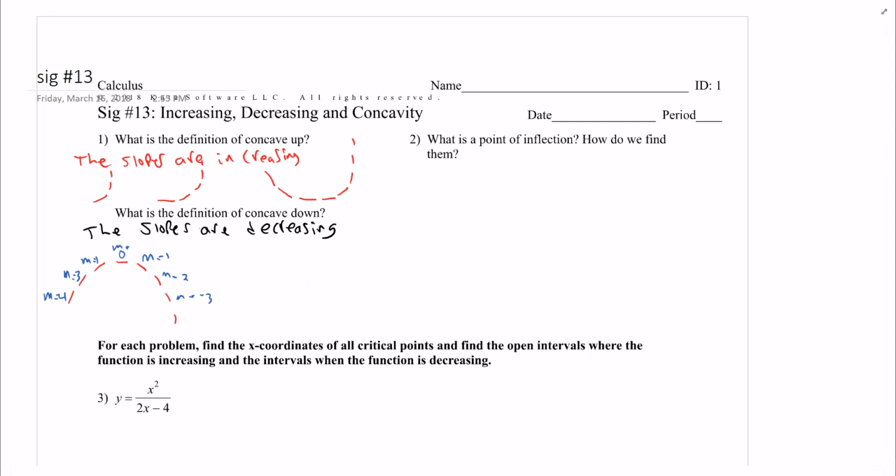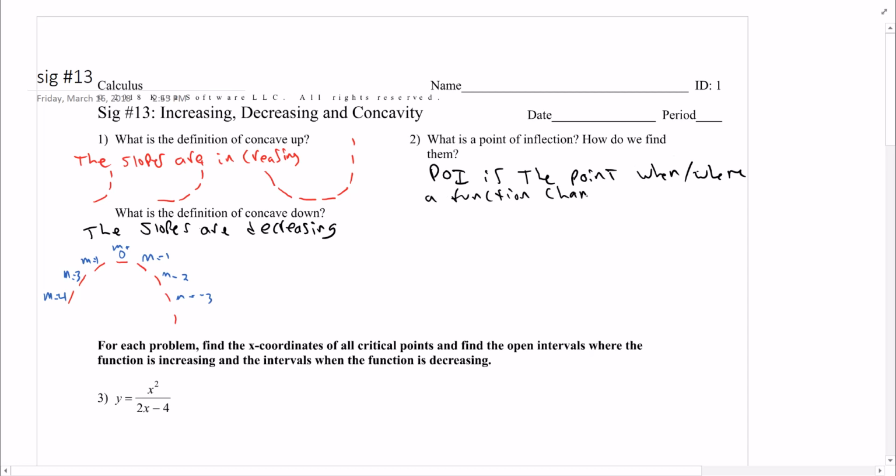A point of inflection is the point where a function changes from concave up to concave down, or concave down to concave up. Right? That's part one of the questions. What is it? How do we find them?